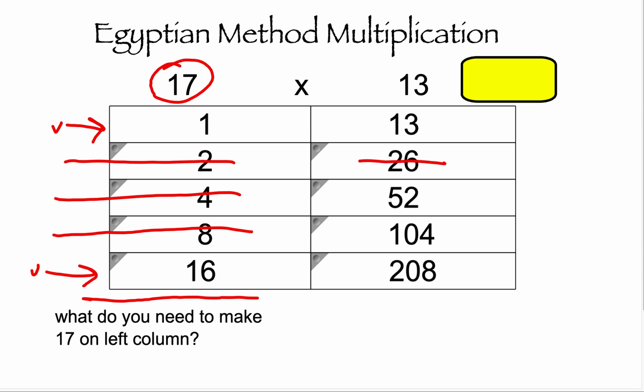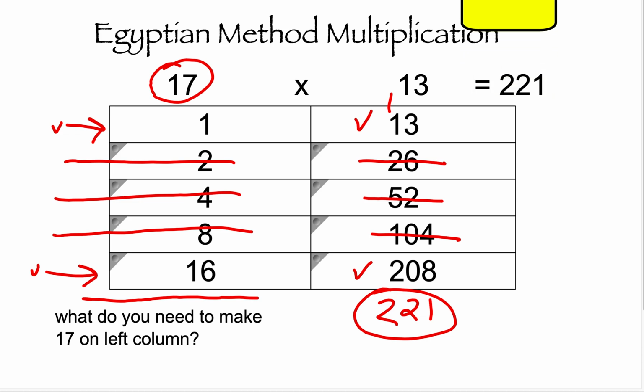So we don't need this, we don't need this, we don't need this. We are left with 208, and we're left with 13. We simply add those two together. 8 plus 3 is 11, and we carry the 1 here. So that is 221. The answer to 17 times 13 is 221. That's how the Egyptians did multiplication.